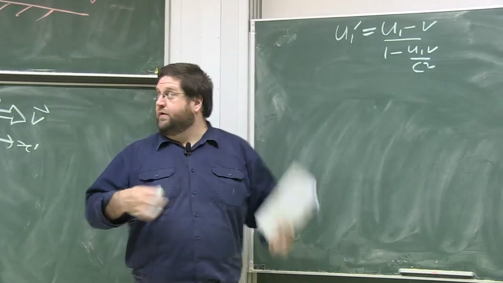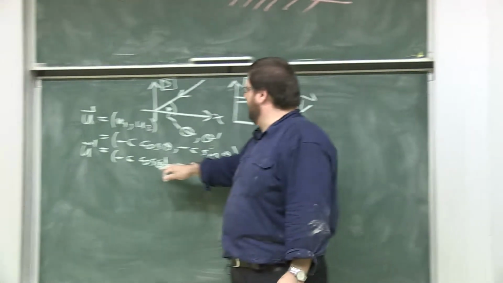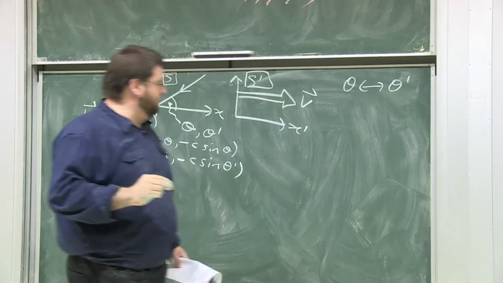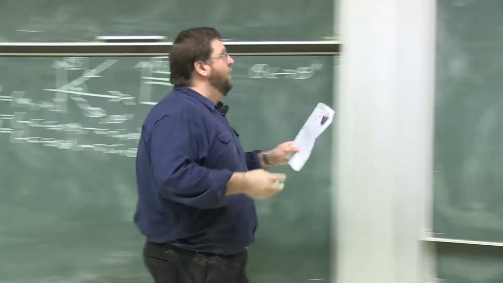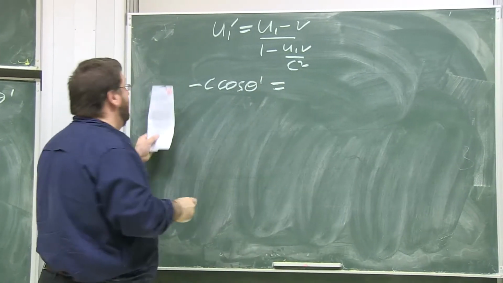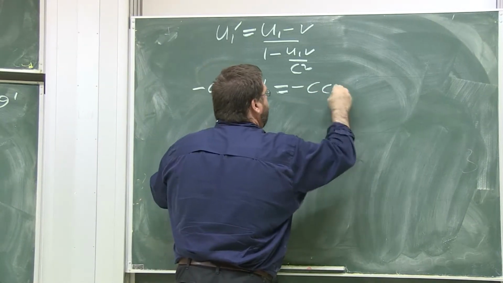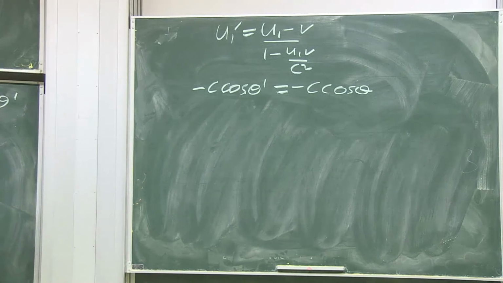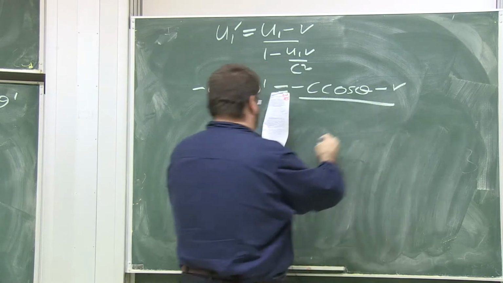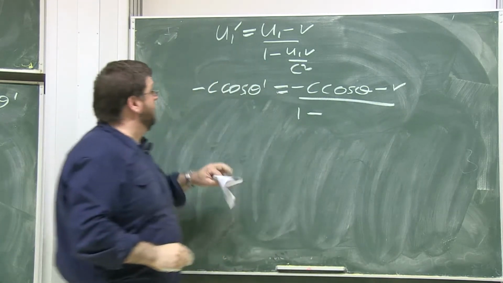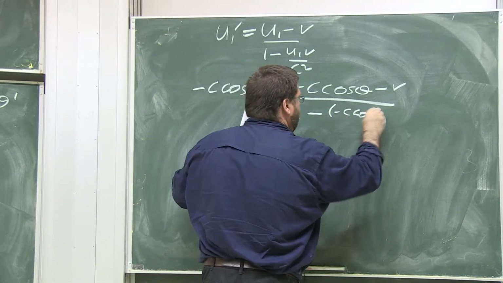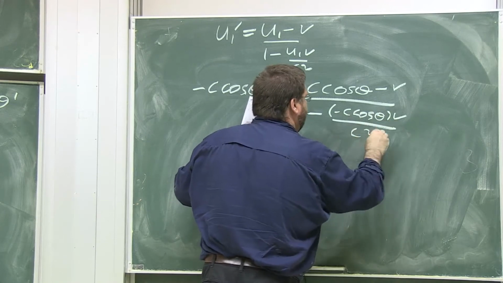Now I stare at this formula because I want to use it to work out this relativity of direction, to work out how to transform between theta and theta prime. So u1 prime is going to be minus c cos theta prime. u1 is minus c cos theta. I've just used these two things here. We need to subtract v and divide by 1 minus the product of each term in the numerator, u1 v, which will be minus c cos theta times v divided by c squared.